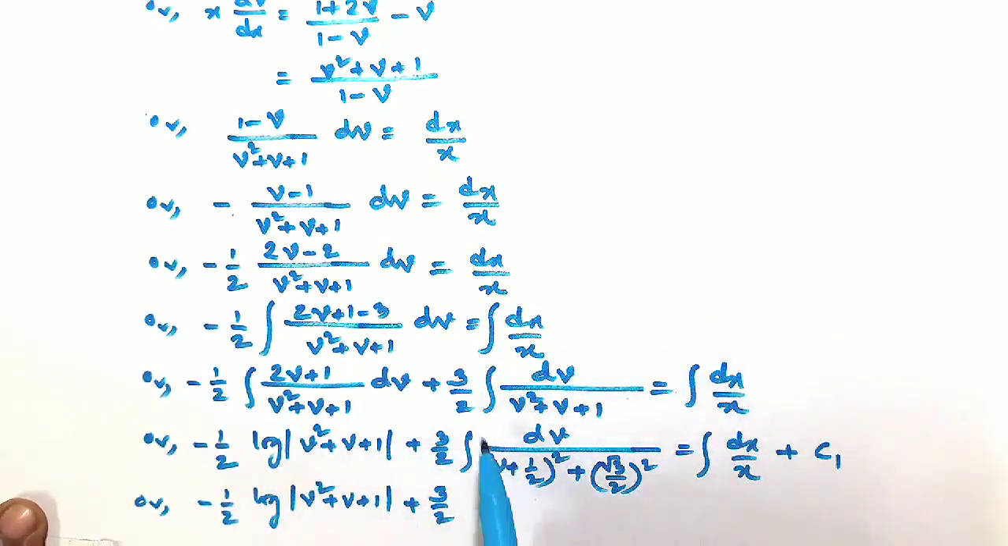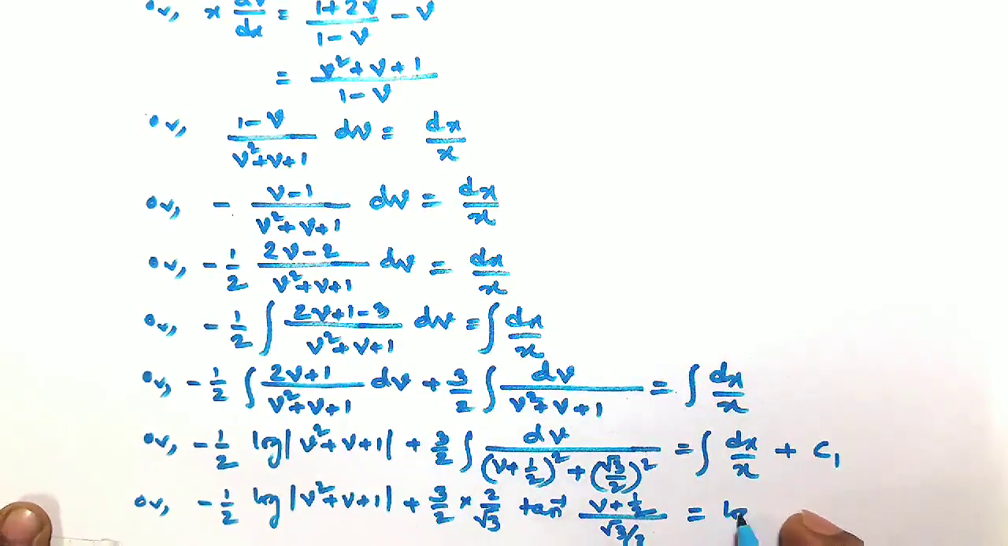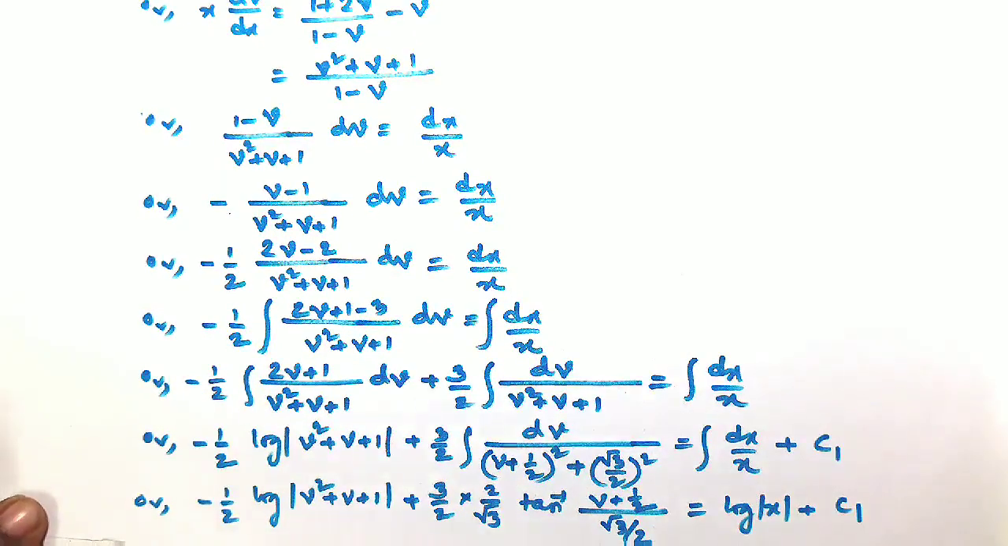Now you know the formula, integration dx upon (x square plus a square) is equal to 1 by a into tan inverse x by a. You know this formula, so we apply it here into 1 upon (root 3 by 2), that means 2 divided by root 3 tan inverse of (v plus half) divided by (root 3 divided by 2) is equal to log of mod x plus c1. Now we take another page, from this step.